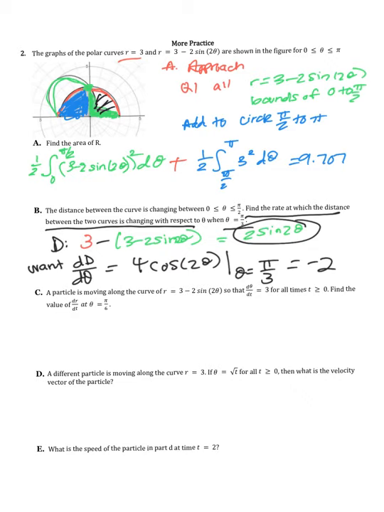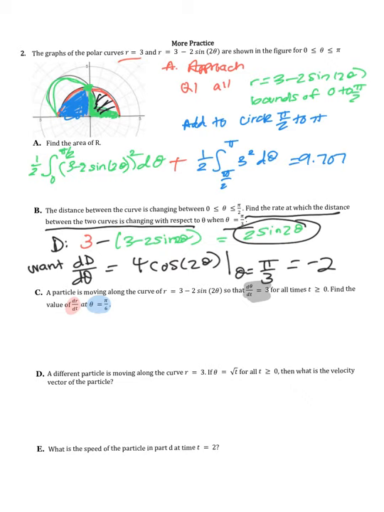Part C, a particle is moving along the curve r equals 3 minus 2 sine of 2 theta, so that d theta dt is 3 for all times where t is greater than or equal to 0. Find the value of dr dt when theta equals pi over 6.